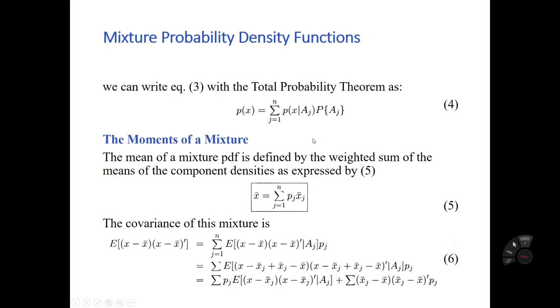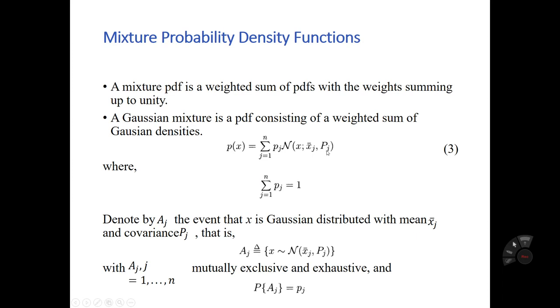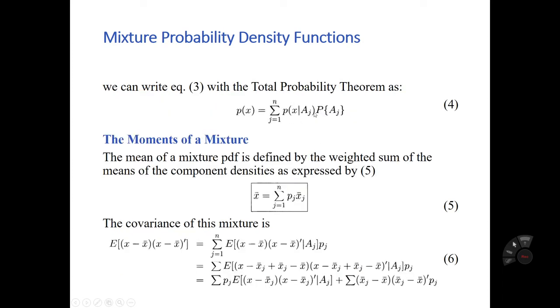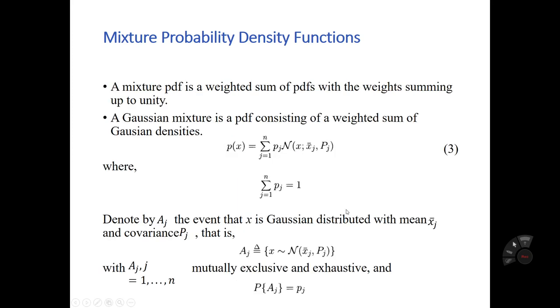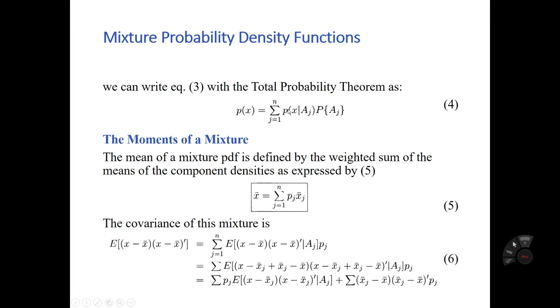Like this one, this is again the same, and P of A_j is P_j. We are adding up all the PDFs, with weights which must equal 1, and this is the conditional probability from the total probability theorem. Now the moments of a mixture.